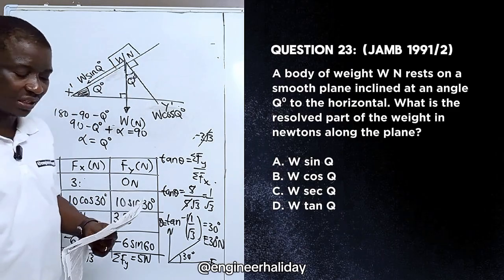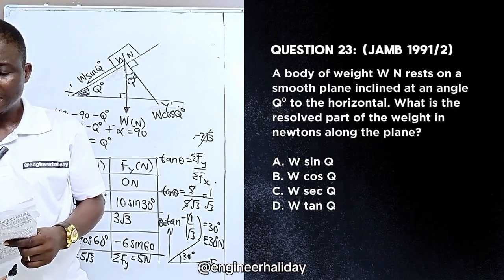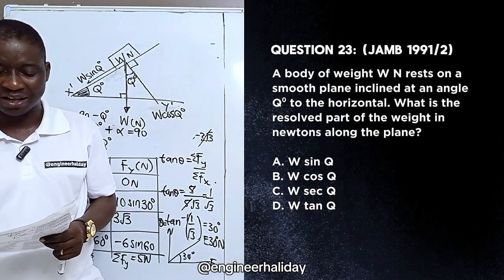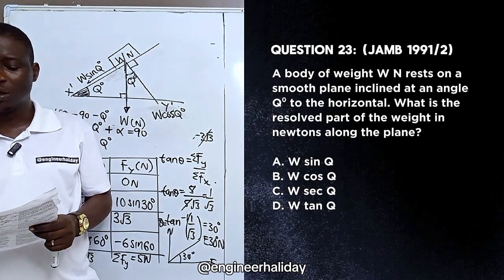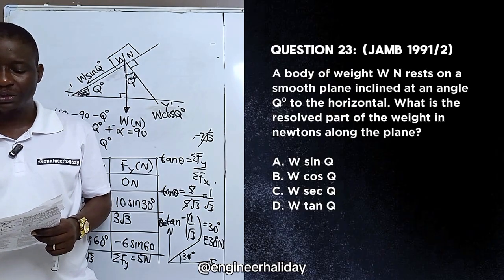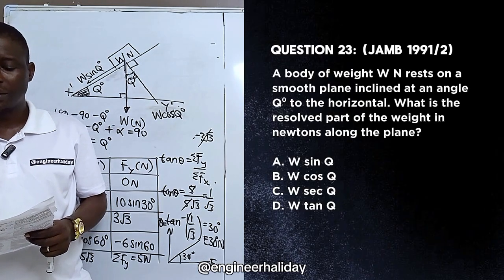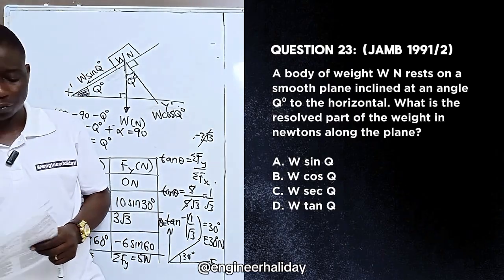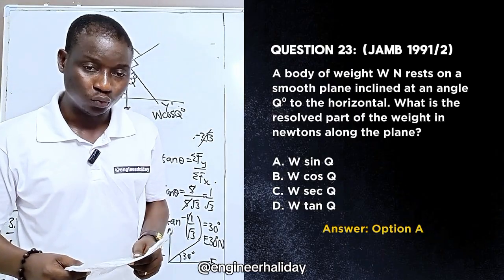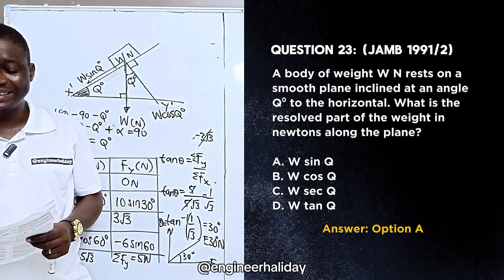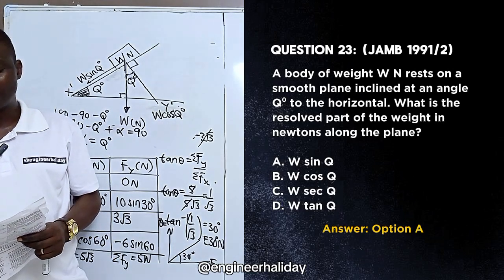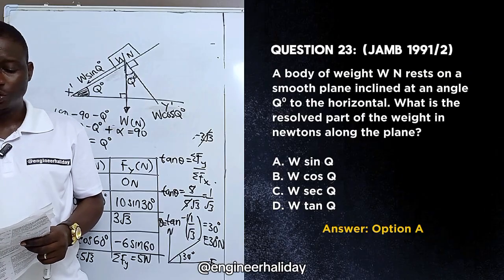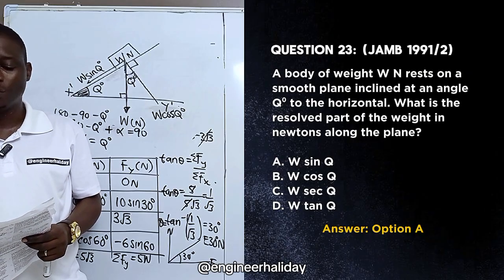So what they ask us now is: along the plane, what will be the resultant part? A is W sine Q degree, B is W cos Q, C is W sec Q, D is W tan Q. Then that is the 1991 question 2. So the answer to that question is W sine Q.